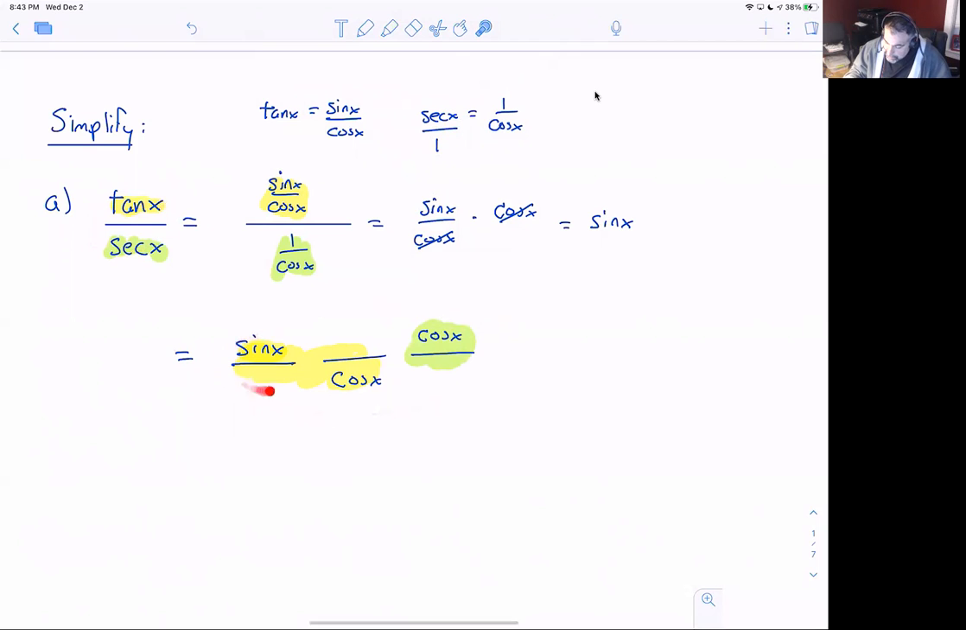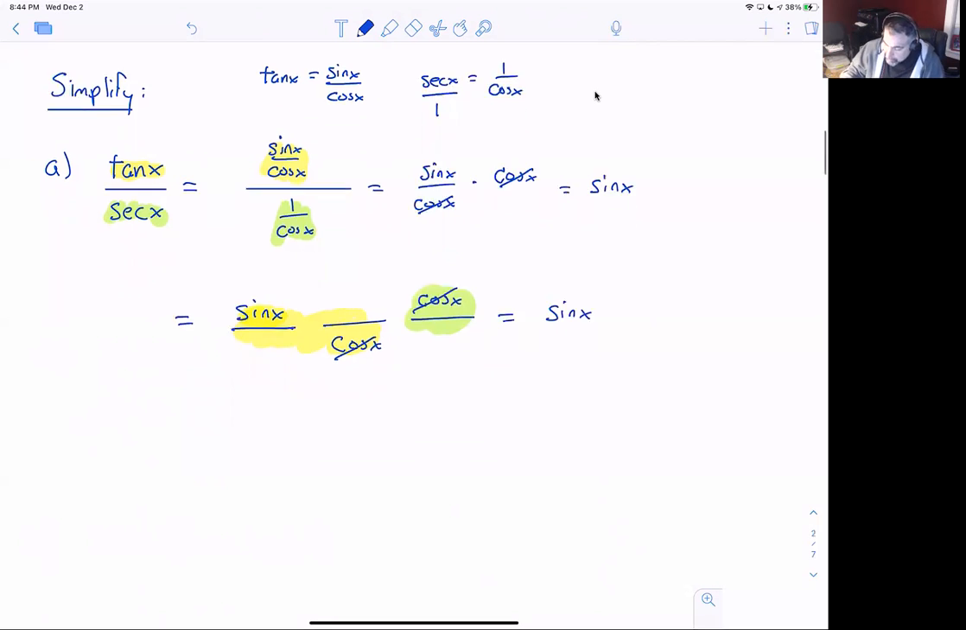Tangent on the top is sine over cosine. I see it here. Secant on the bottom puts a cosine on the top. It's right there. So from here, I can just look at this and say, those cosines cancel. There you go. I've got sine x. So using the reciprocal identities that way can be really helpful. You might see some more examples of that as we go along.